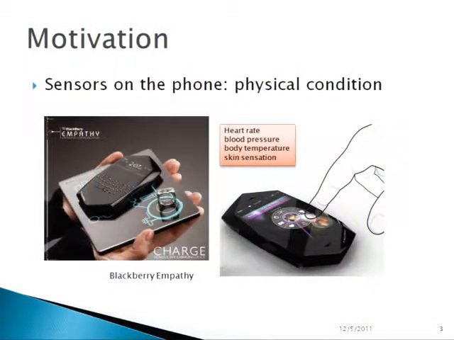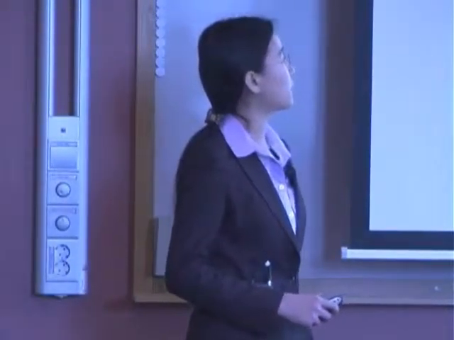And also, for some new concepts, we can detect people's biometric information. For example, heart rate, blood pressure, body temperature, and skin sensation. For example, this concept phone from RIM is BlackBerry Empathy, which can detect all this biometric information from this little special ring. So that's external equipment. So we propose our notion.